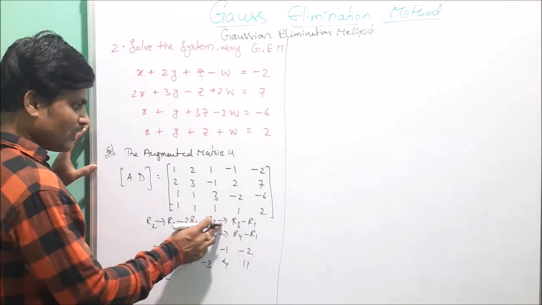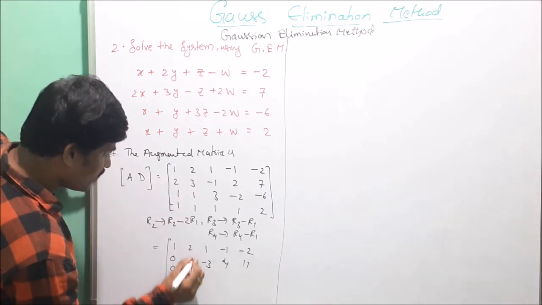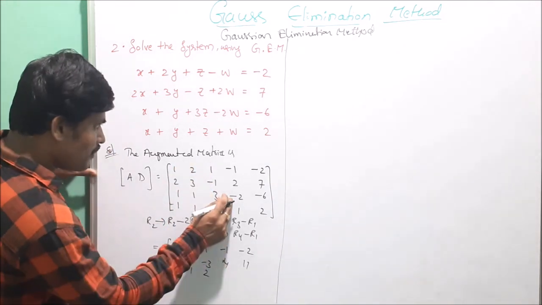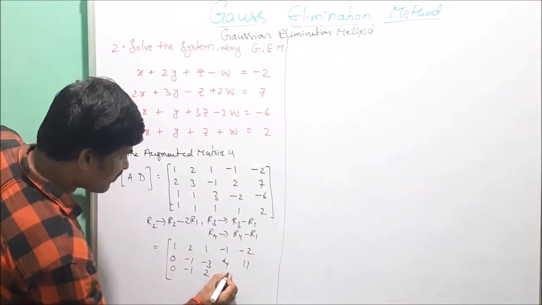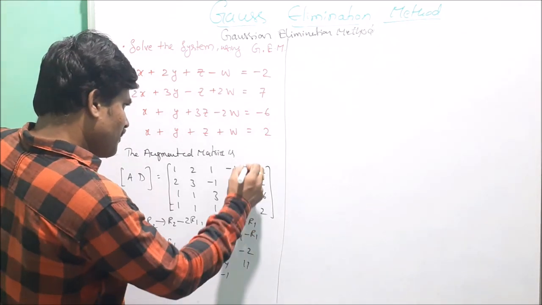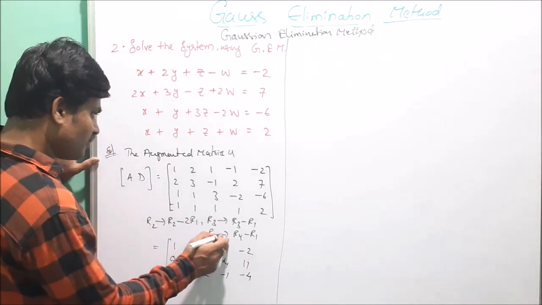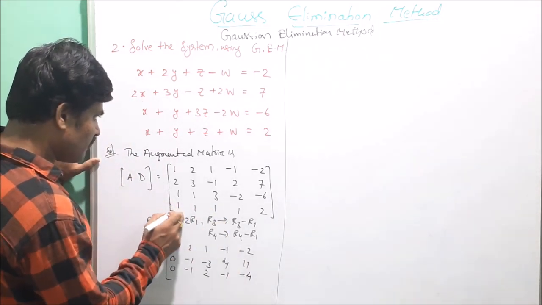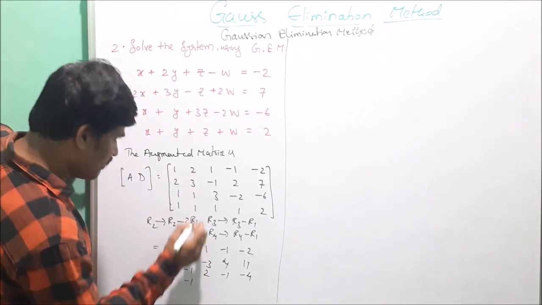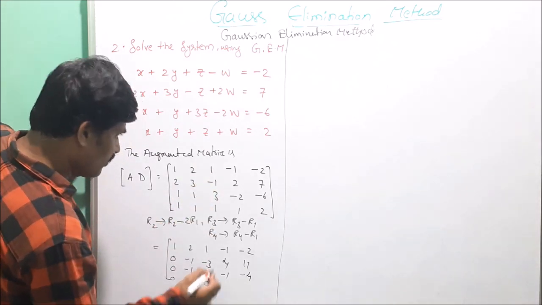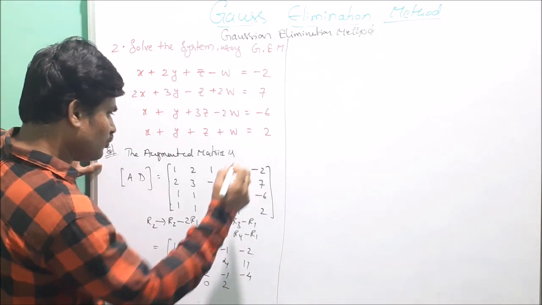Similarly, using the third row operation, 1 minus 1, 0, 1 minus 2, minus 1, 3 minus 1, 2, minus 2 plus 1, minus 2 plus 1, minus 1, minus 6 plus 2, minus 4. Similarly, the fourth row operation, R4 minus R1. Here, 1 minus 1, 0, 1 minus 2, minus 1, 1 minus 1, 0, 1 plus 1, 2, 2 plus 2, 4.